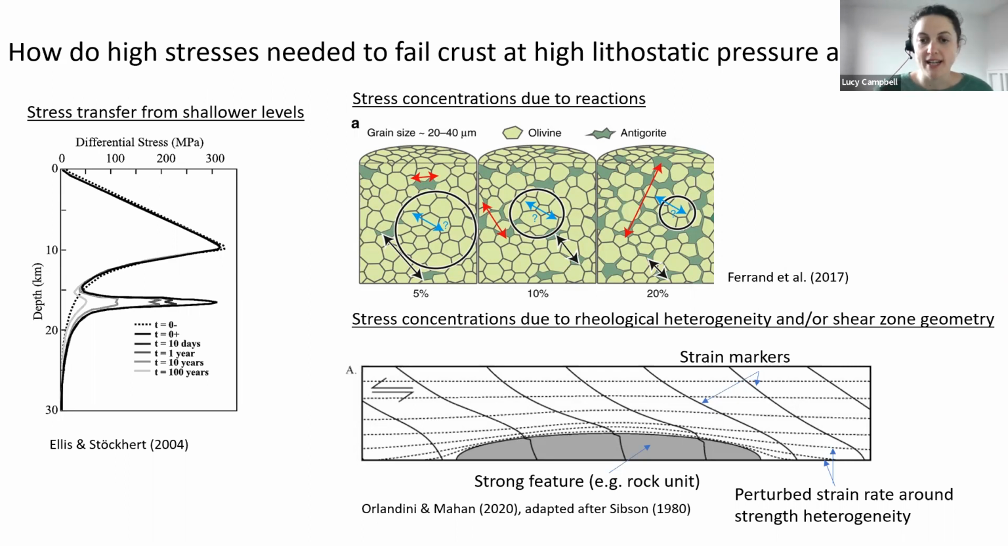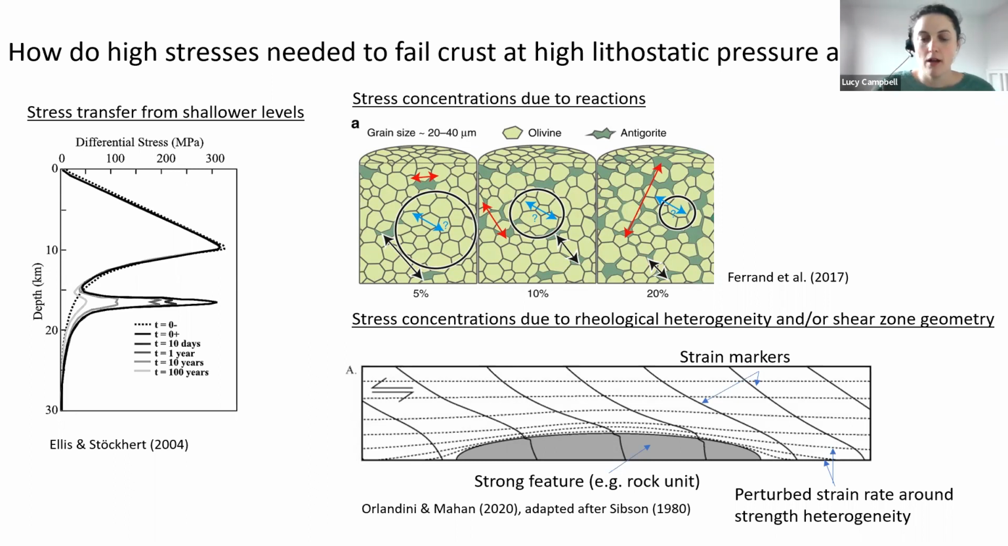looked at a shear zone in Canada and noted that their pseudotachylites were really occurring at particular lithological boundaries where they think the strain rate and stresses have been perturbed by different rheologies. But it might also be linked to localized strain and the geometry of that shear zone.